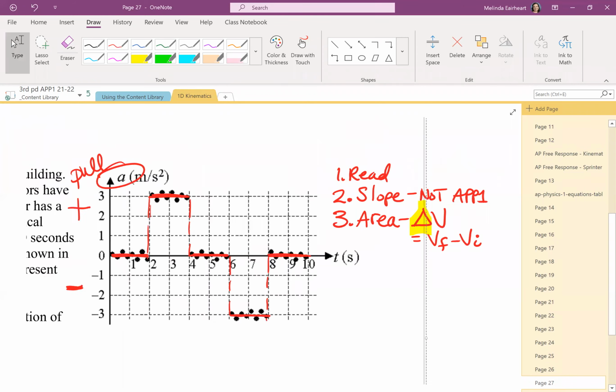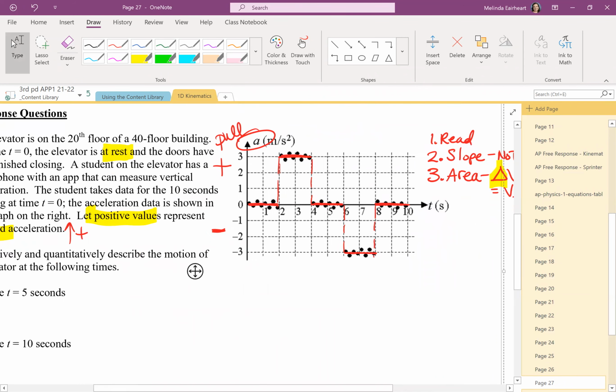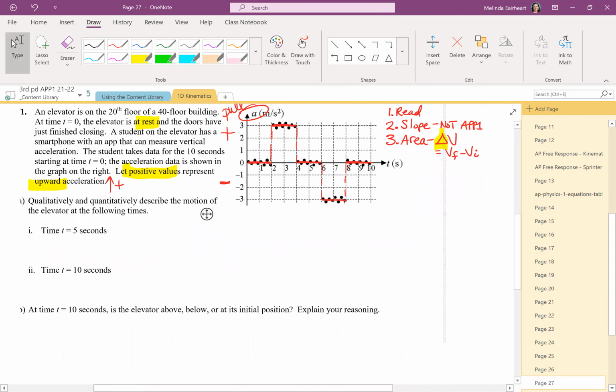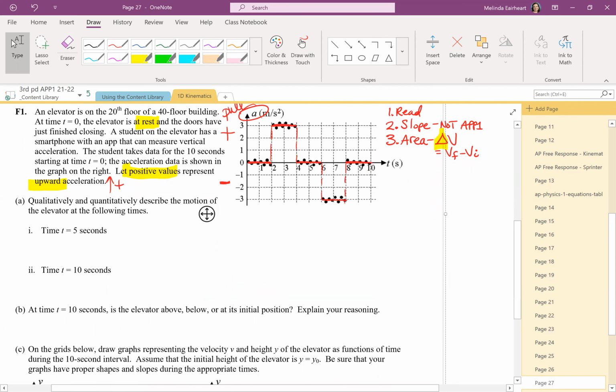I haven't even read question 1. It says, qualitatively and quantitatively describe the motion of the elevator at the following times, at 5 and 10 seconds. Now, you can't just look at 5 seconds, because if you think too quick, oh, at 5 seconds, 0 acceleration, it must be stopped. That's not the right answer. You can't just look at an acceleration graph and know immediately what's happening.